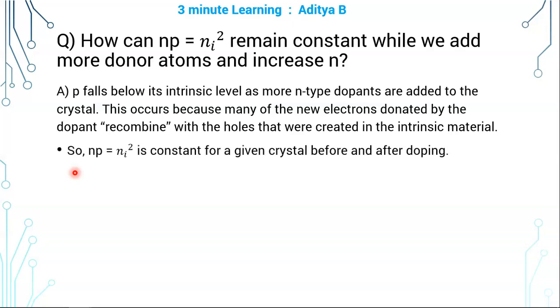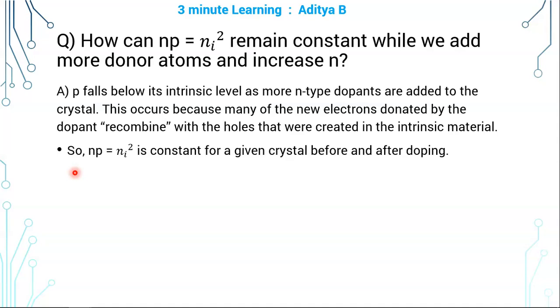So n into p is equal to ni square is constant for a given crystal before doping and after doping. Before doping, depending on the environment temperature, some of the covalent bonds break. If it is absolute zero temperature, 0 Kelvin, then no covalent bonds break. It acts as a perfect insulator. But as temperature rises, because of thermal energy, some covalent bonds break, and electron hole pairs are generated. So we have an equal number of holes and electrons in this situation.